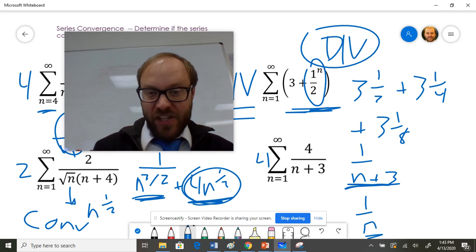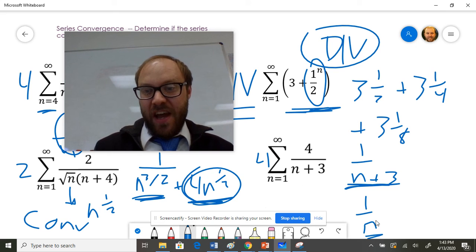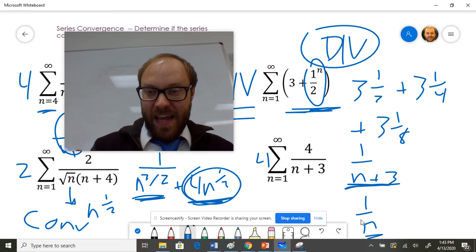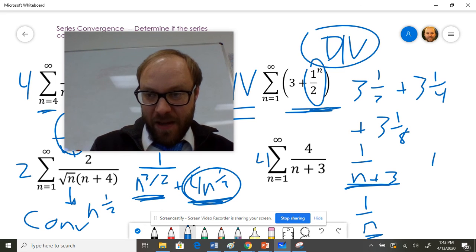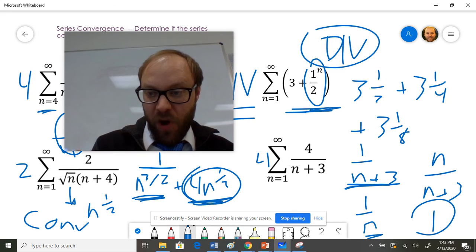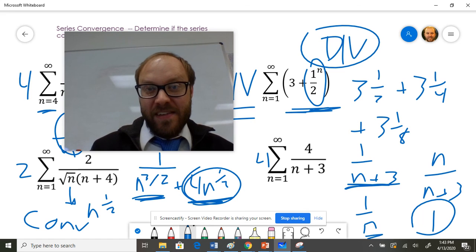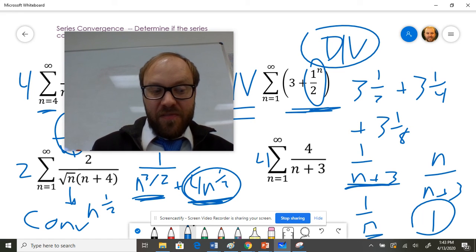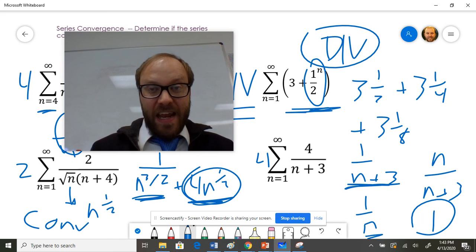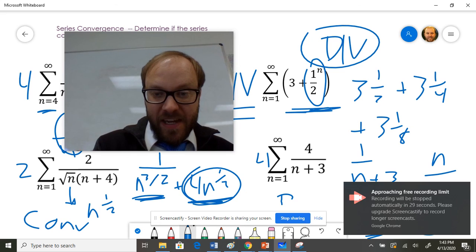This would actually be a limit comparison test. You would take the limit of this term over this term, and when you divide that, you'd end up with n over n plus 3. That limit would end up approaching 1. Remember, the limit comparison test says if the limit as n goes to infinity approaches a constant, both series do the same thing. So 1 over n is divergent. That means 1 over n plus 3 is going to behave basically like a multiple of that series as you go out infinitely far. It is going to be divergent.